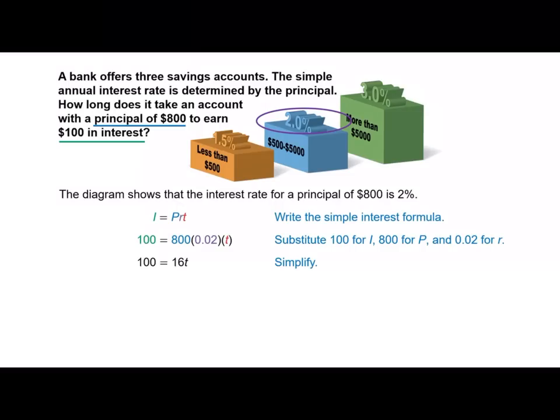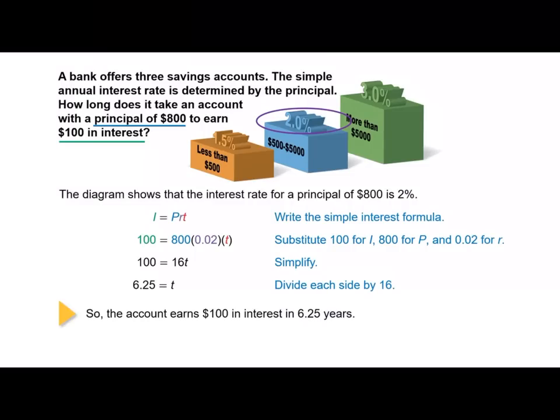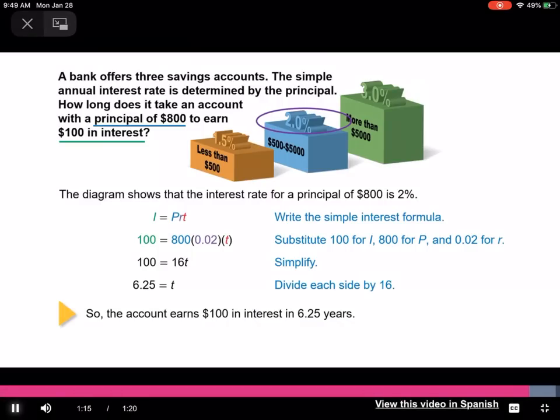Simplify, and 100 is equal to 16t. To get the variable t by itself, divide each side of the equation by 16, and 6 25/100 is equal to t. So the account earns $100 in interest in 6 25/100 years.